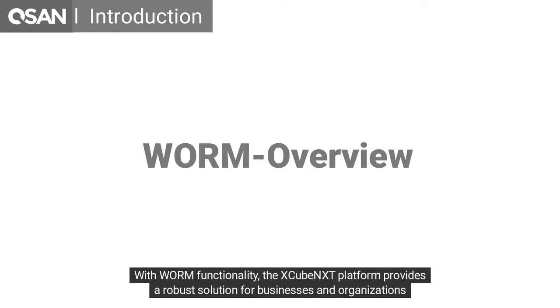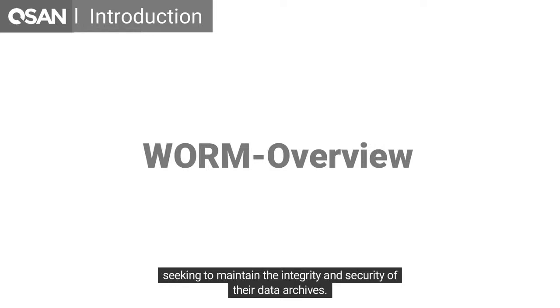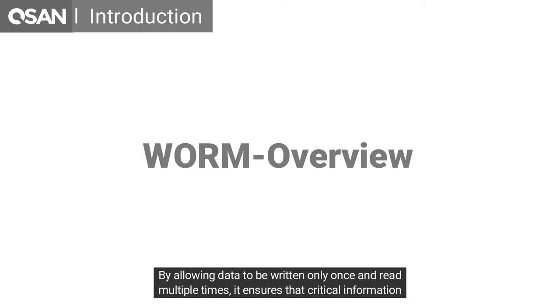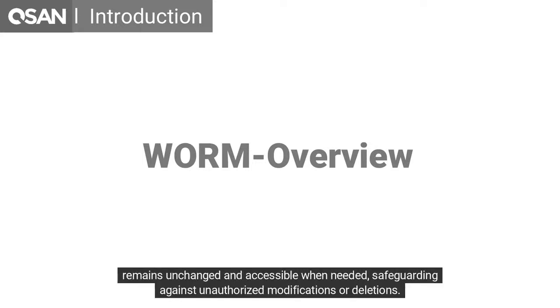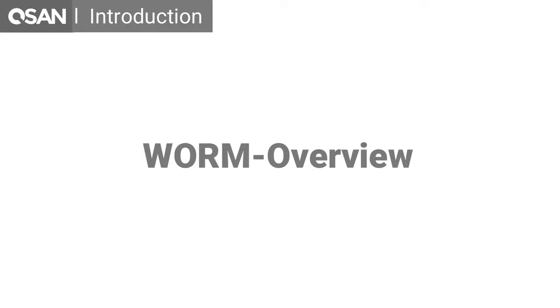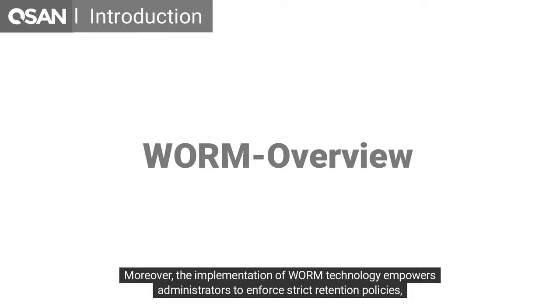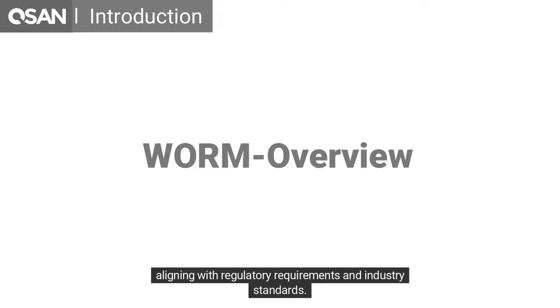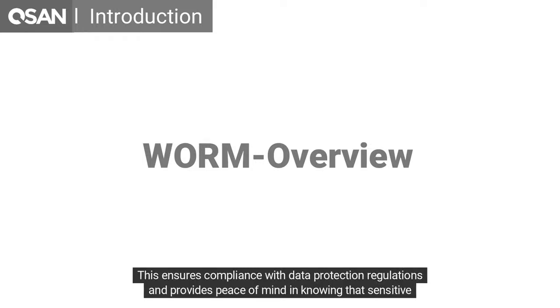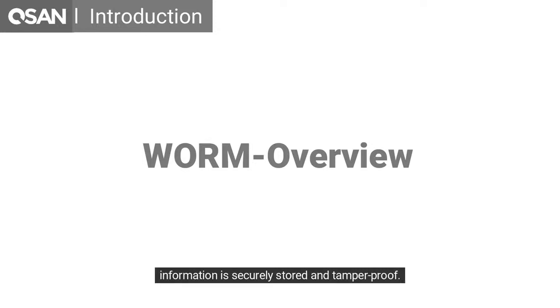With WORM functionality, the X-Cube NXT platform provides a robust solution for businesses and organizations seeking to maintain the integrity and security of their data archives. By allowing data to be written only once and read multiple times, it ensures that critical information remains unchanged and accessible when needed, safeguarding against unauthorized modifications or deletions. Moreover, the implementation of WORM technology empowers administrators to enforce strict retention policies, aligning with regulatory requirements and industry standards.